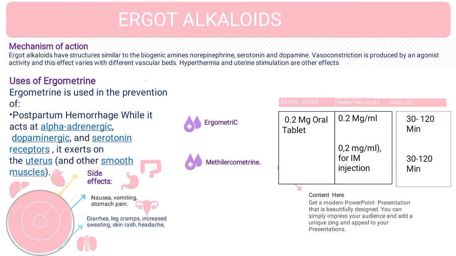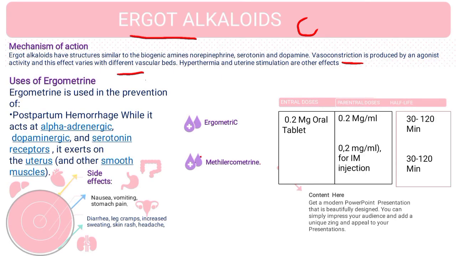Okay, now we are discussing the ergot alkaloids. They also strengthen the contraction of the uterine wall. The mechanism of ergot alkaloids: their structure is similar to the biogenic amines norepinephrine, serotonin and dopamine. The vasoconstriction is produced by agonist activity, and this effect varies with the different vascular beds. Hyperthermia and uterine stimulation are other effects.